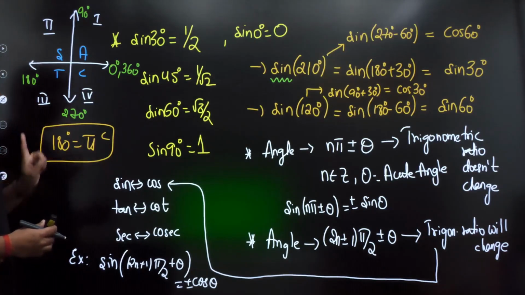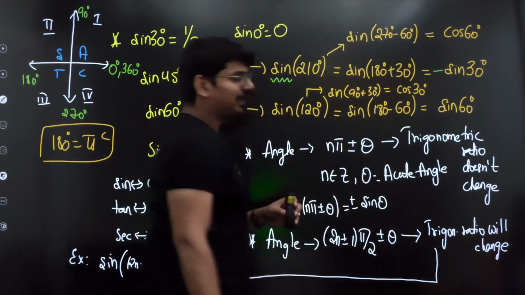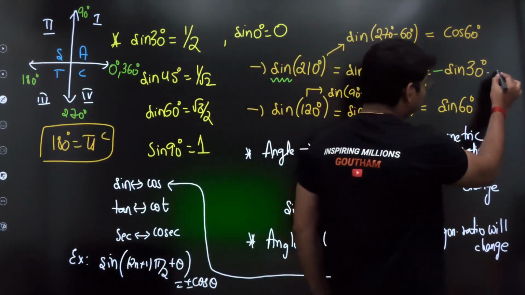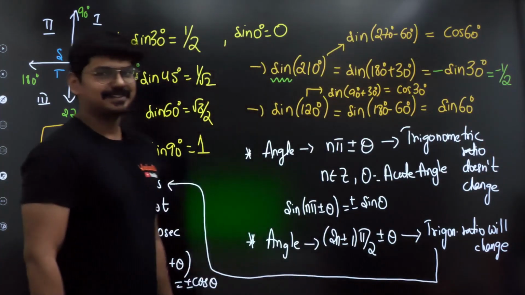So sine in the third quadrant is negative. So what we will be doing is, we'll go with a negative sign here. Simple. Sine 30 value, how much is that? 1 by 2. So the answer for this is minus 1 by 2. How simple that is. Right.